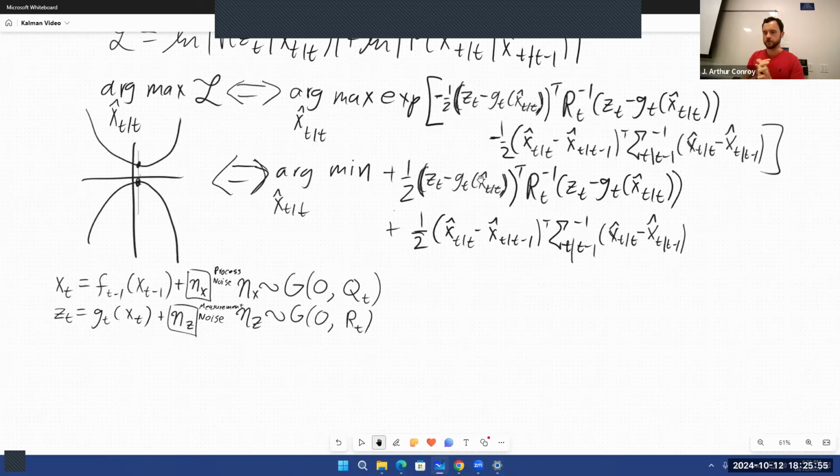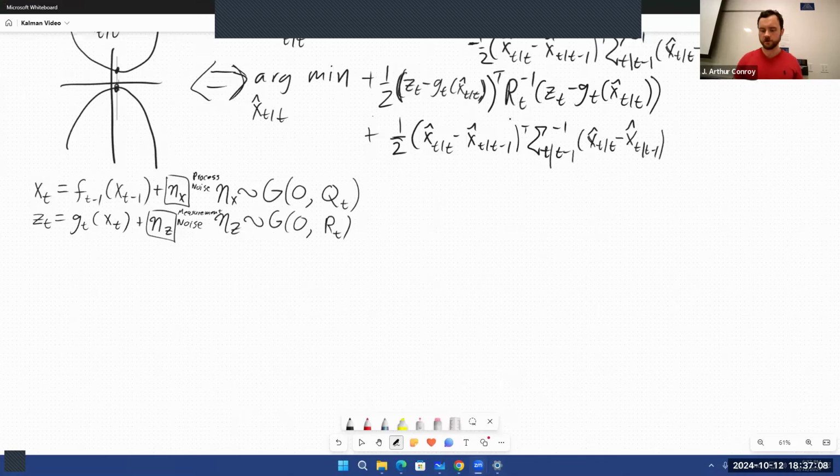I'm very comfortable with least squares. I like it a lot because usually it gives me an analytic solution when I try to optimize it, as long as the model I'm dealing with is linear. So what I want to do is linearize this measurement model about this prediction of the underlying state at time t, given the information available at time t.